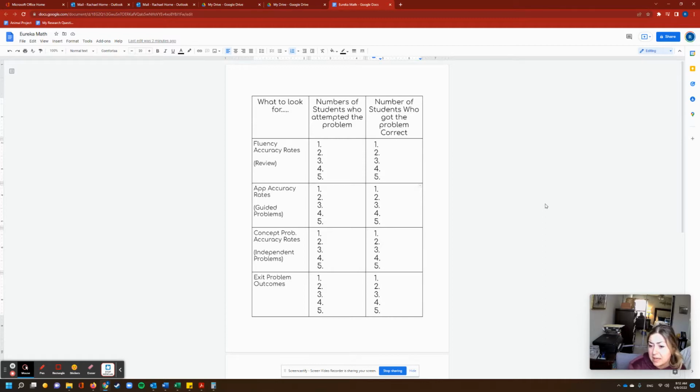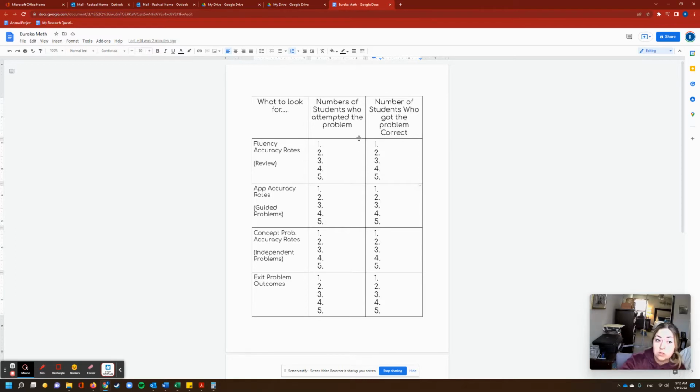So let me explain what it is. What I would like for you to do is just be aware of your data in real time. For example, when you're doing fluency this week, I want you to make note of the number of students who are attempting problems. Let's say it's fluency problem one: how many kids even tried to do it on a whiteboard, and how many of them actually got it right? Now you might be saying, Rachel, that's a lot to keep track of, both who got it right and the number of students that attempted.